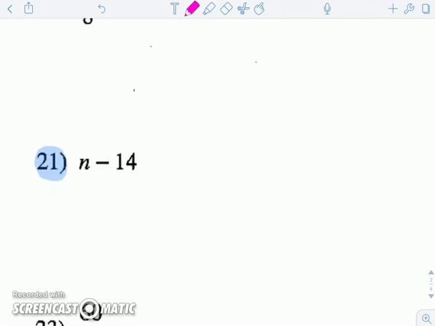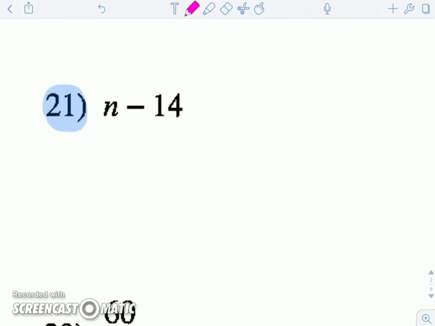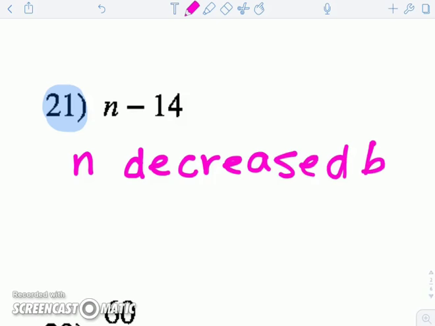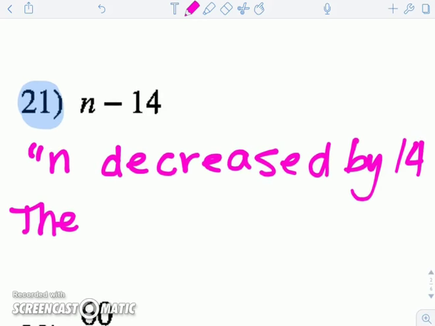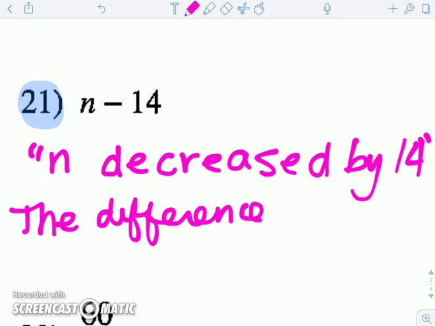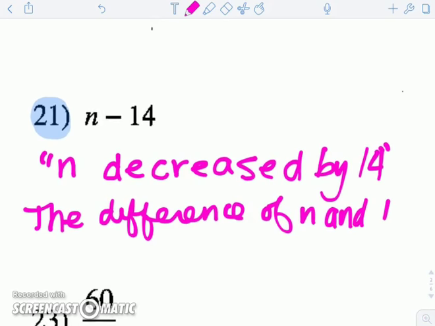So I'm going to jump to number 21. I have n minus 14. So I could say n decreased by 14, or the difference of n and 14. And again, you have other options. So if you wrote something else, as long as we all get back to the same place, someone reading it would say, oh, I'm going to do n minus 14. You're still okay. We're on the right page. There's multiple correct answers here.